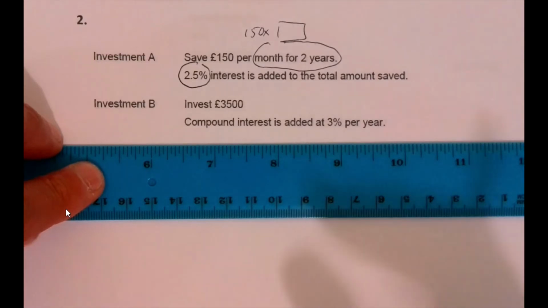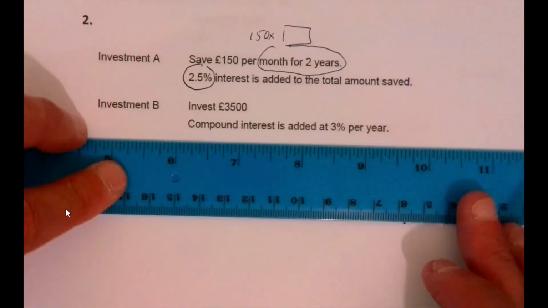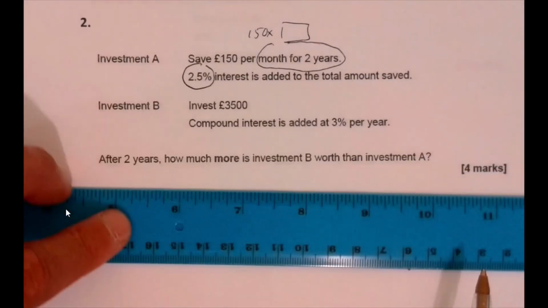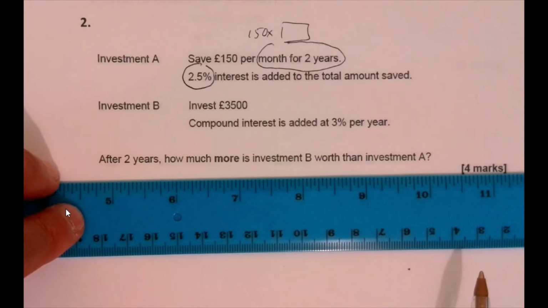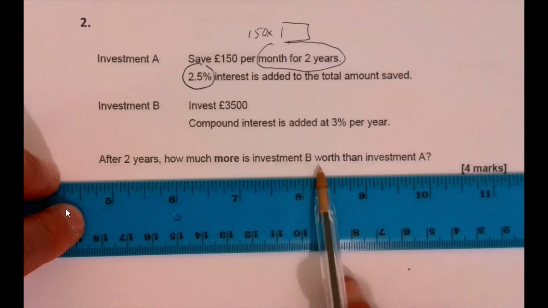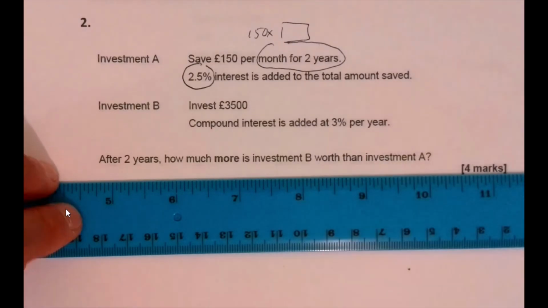And then the question is afterwards. So this is quite nice, really. Look, there's a part A, there's a part B. Work out what the value is, work out what the value is, and then the last bit is, after 2 years, how much more is investment B than investment A? There you go. So whatever that is, take away whatever that is.